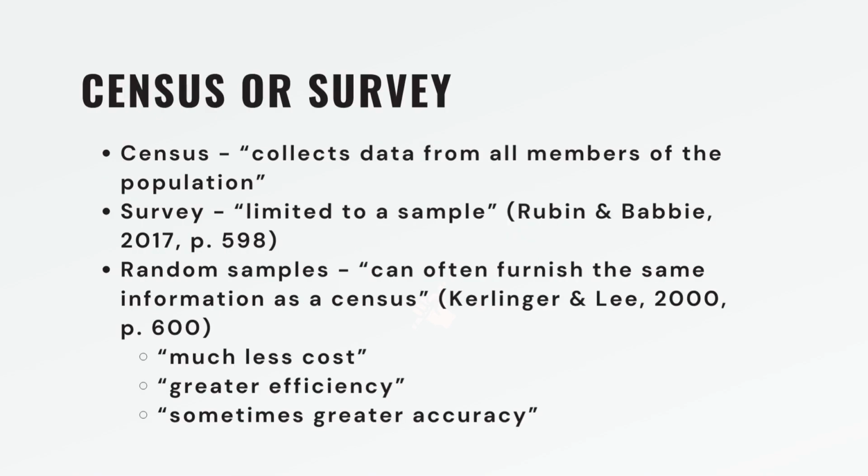According to Rubin and Babi, a census is often similar to a survey, with the difference that the census collects data from all members of the population, and the survey is limited to a sample. Kerlinger and Lee state that random samples can often furnish the same information as a census, an enumeration and study of an entire population, at much less cost, with greater efficiency and sometimes greater accuracy.